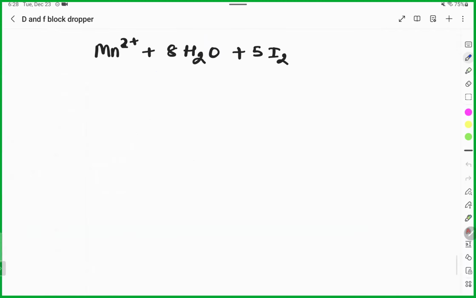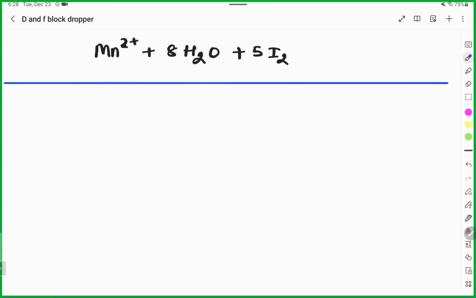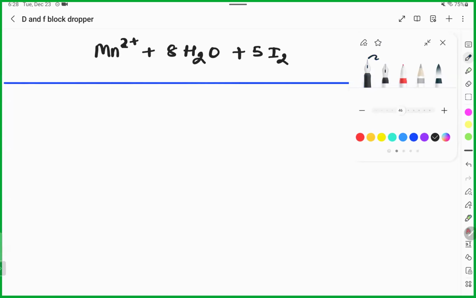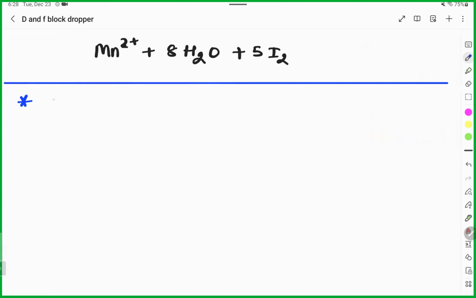But this is not the situation in every condition. Remember, this is not the situation in every condition. Example, if you take neutral condition or slightly acidic in nature, then the situation will be different. Samarth, why? Why, when we take the neutral condition or weak basic condition, is the product different?